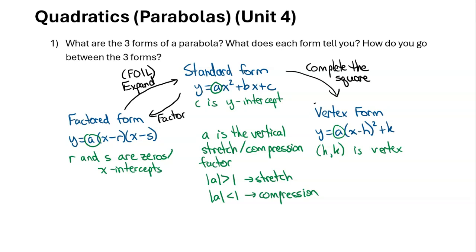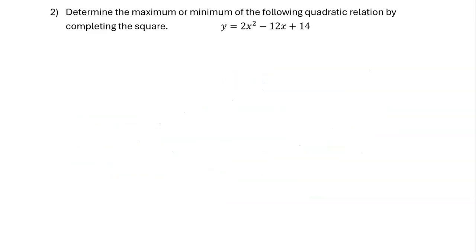If you're going backwards now from vertex form to standard form, we're going to expand it just like we would from factored form, recognizing that the (x minus h) squared is the same binomial times itself. So you can use FOIL if you need to there. Now, there's no way to get directly from vertex form to factored form or from factored form to vertex form, so you have to go through the standard form to get from those 2 side forms to the other.